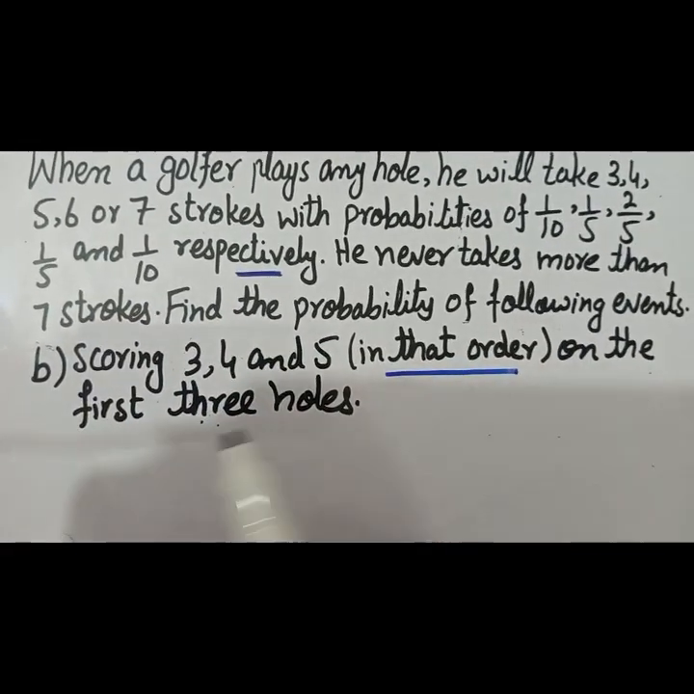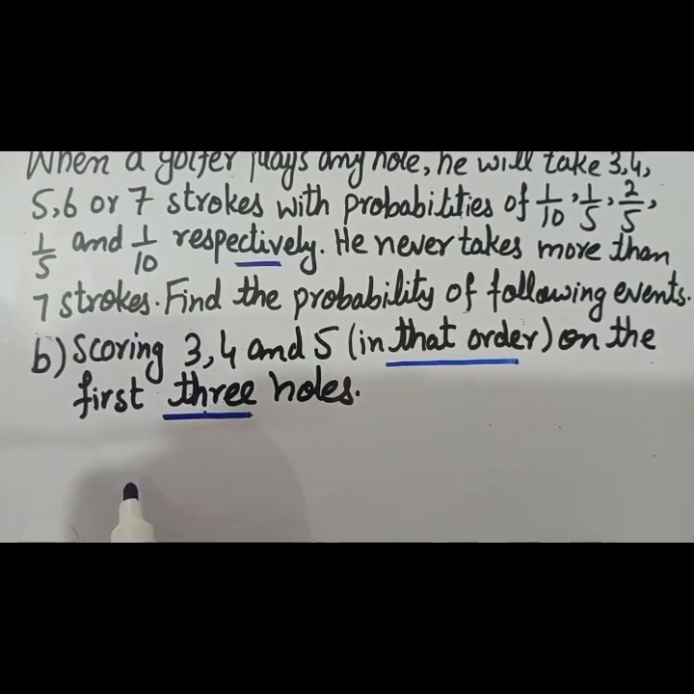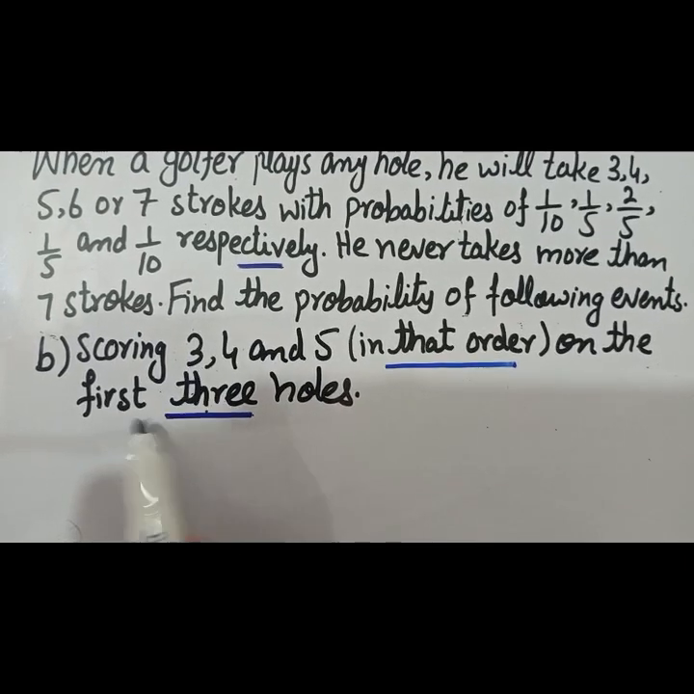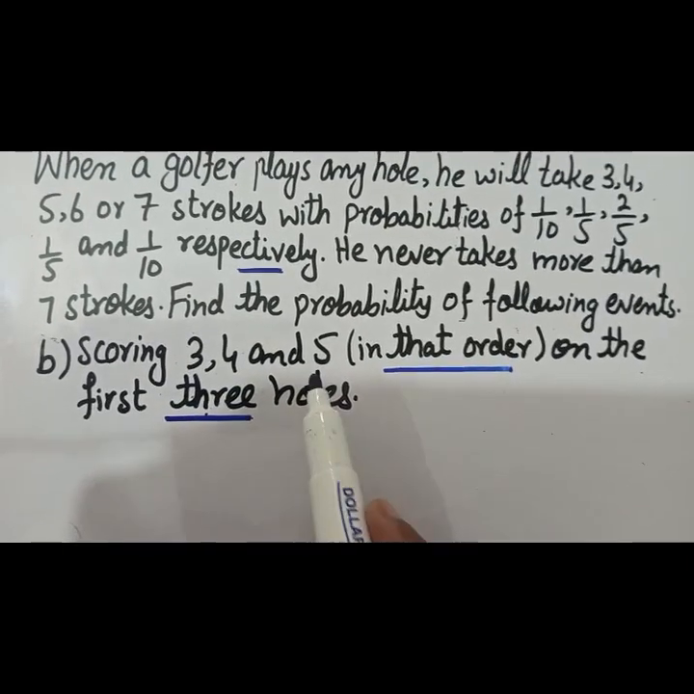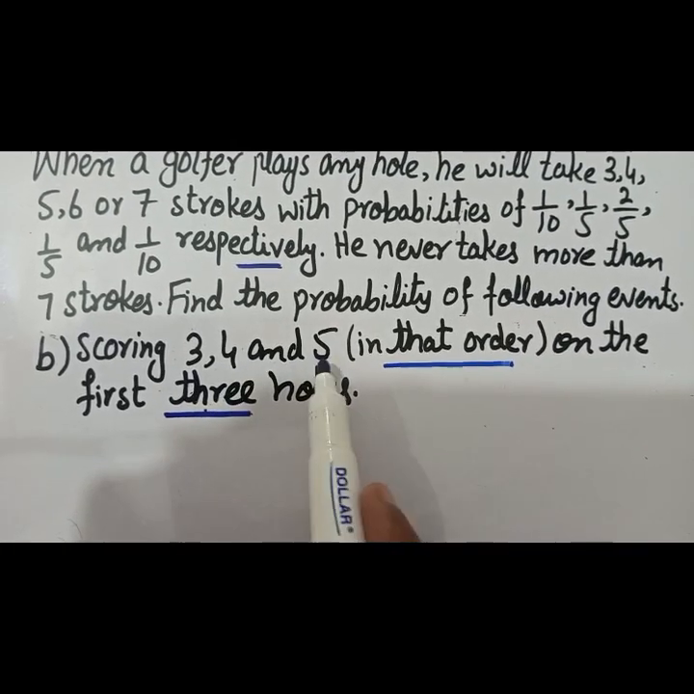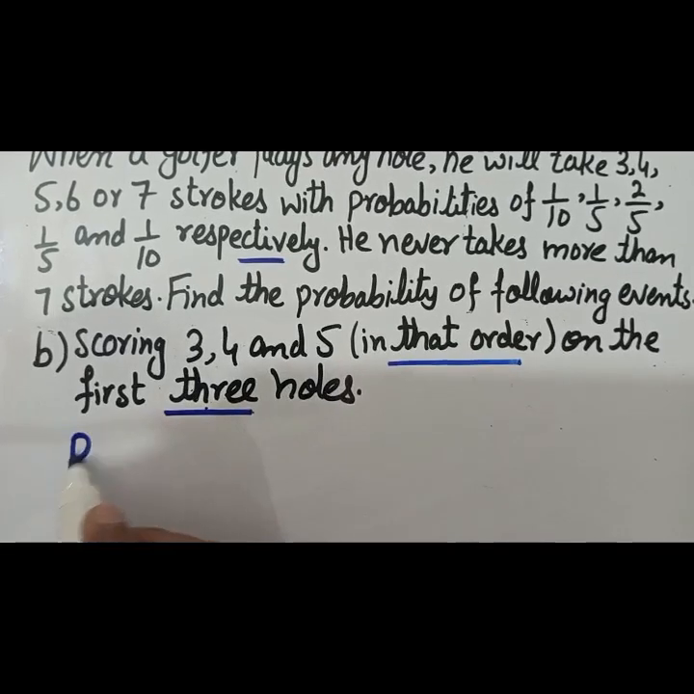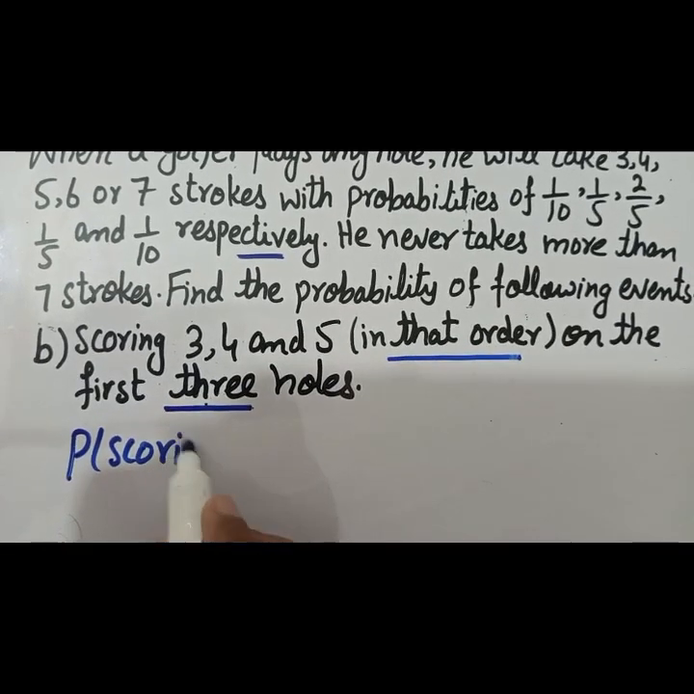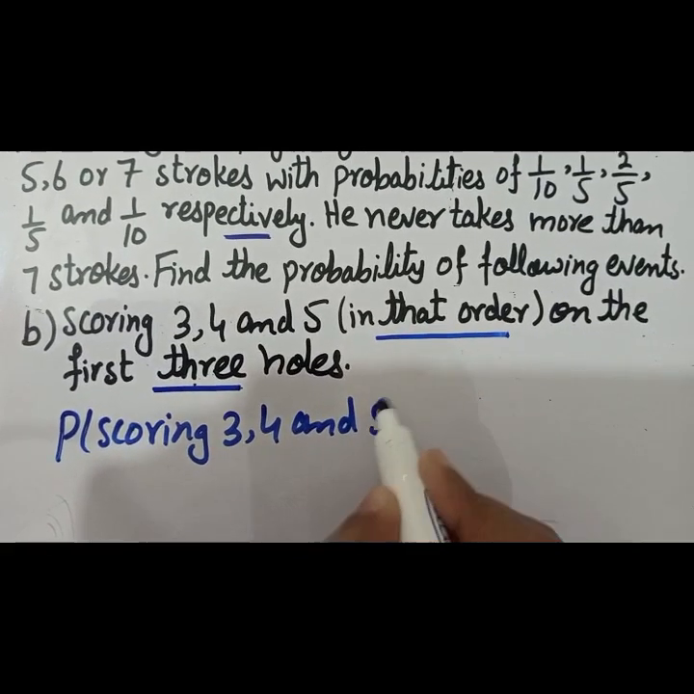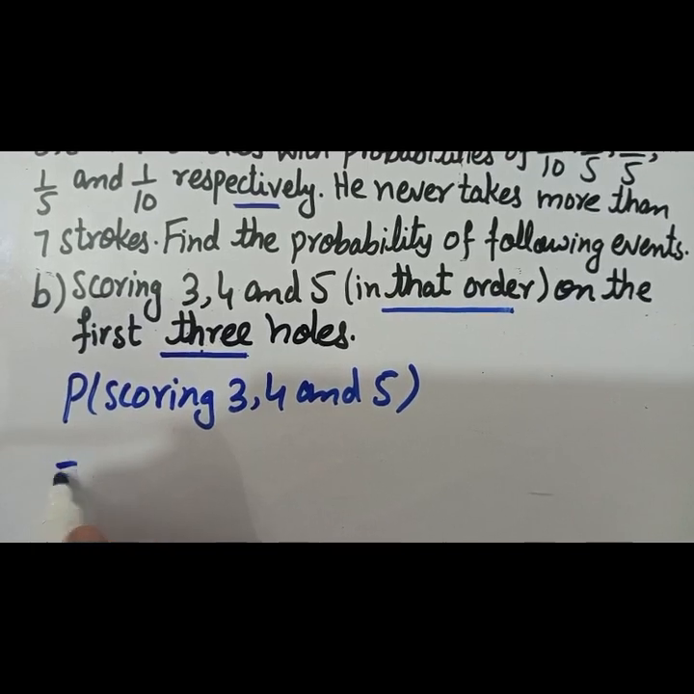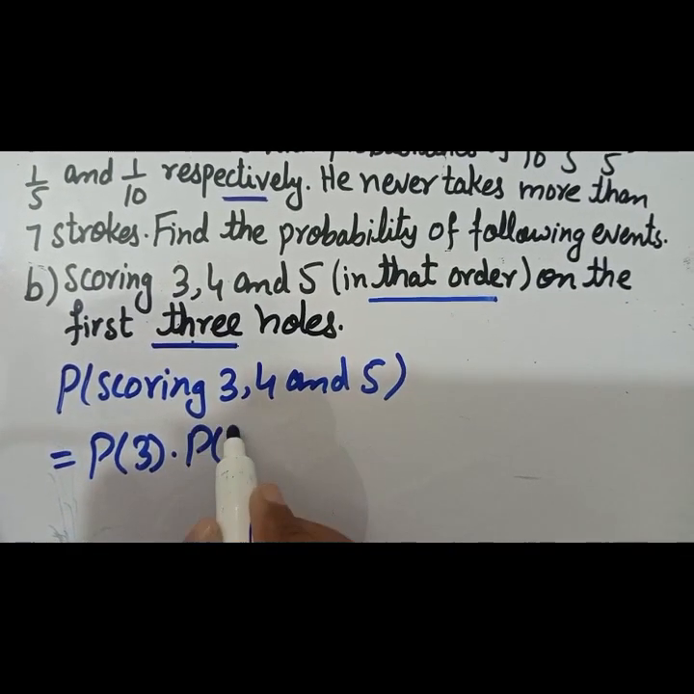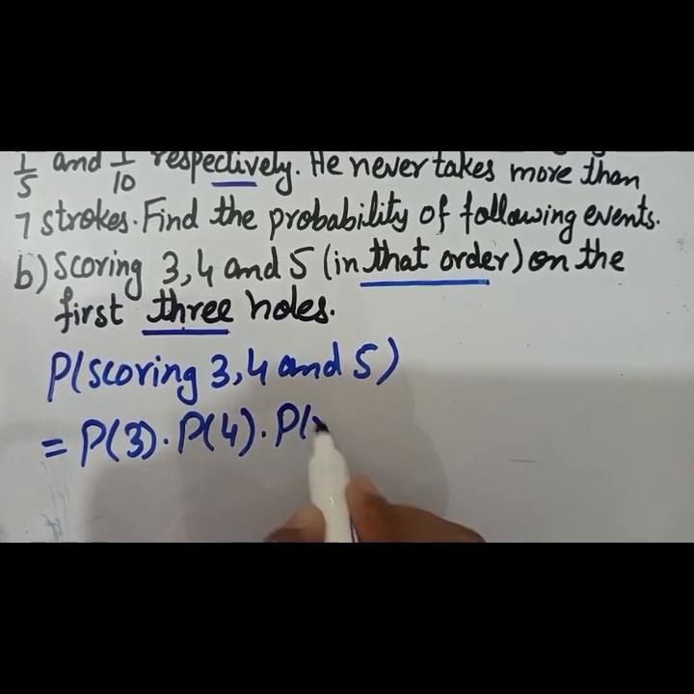On the first 3 holes, it means that he is having 3 turns. At the first place he is having 3 strokes, at the second place he is having 4 strokes, at the third place he is having 5 strokes. It means that you have to use the probability of 3, 4, 5 in this particular part. So the probability of scoring 3, 4 and 5 is basically equal to the probability of 3 multiplied by the probability of 4 multiplied by the probability of 5.